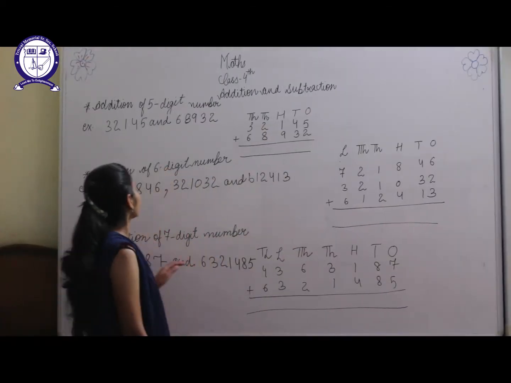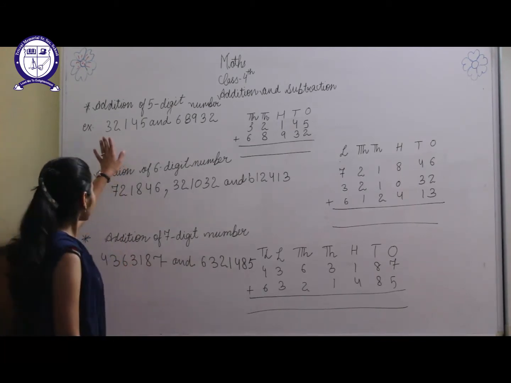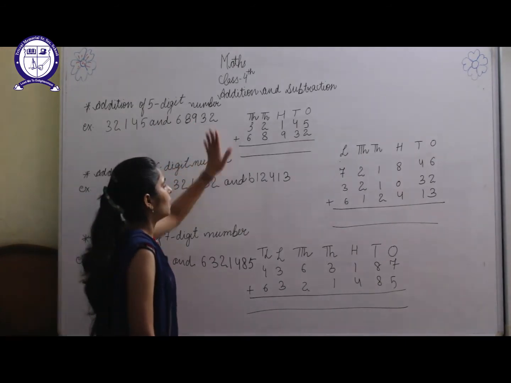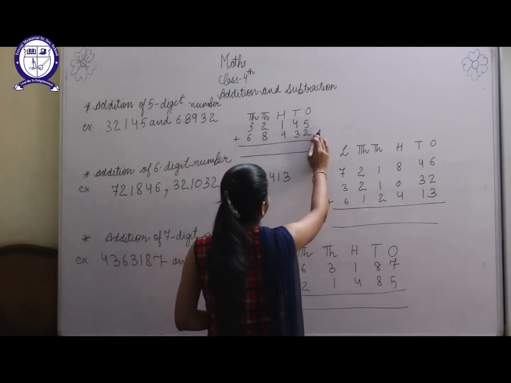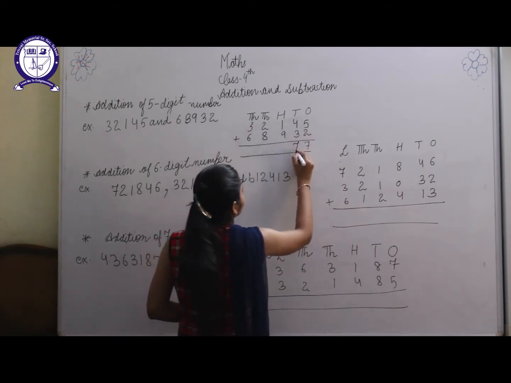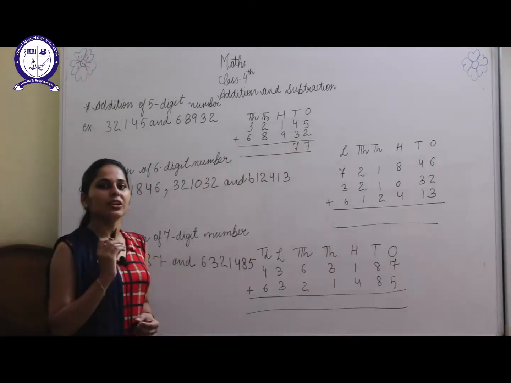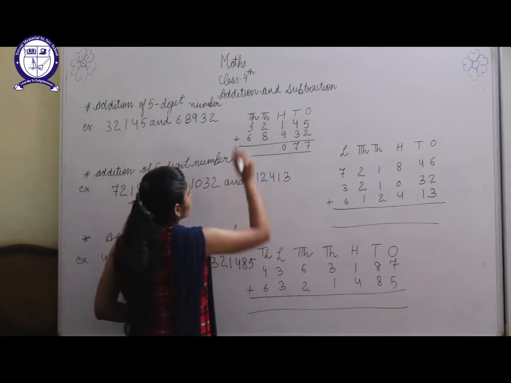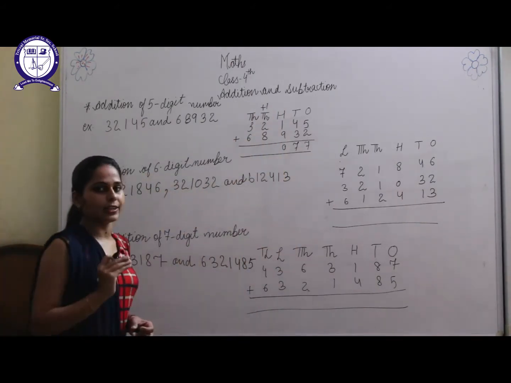So now let's take an example of 5-digit numbers with regrouping, students. Here we are having 32,145 and 68,932. We need to add these numbers. Similarly, we will start from the ones digit, or from the right hand side. 5 plus 2 will give us 7. 4 plus 3 will give us 7. 1 plus 9 gives us 10. So in 10 we will write the ones place digit here, that is 0, and the tens place digit will move as carry towards the left hand side digit, students.